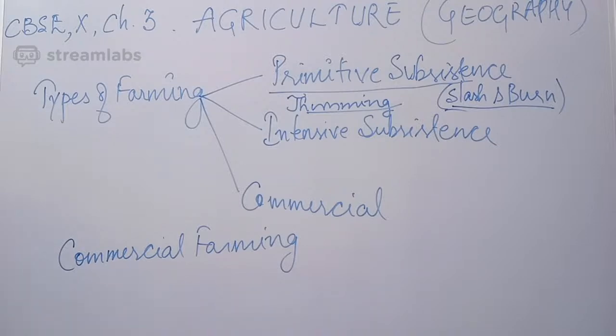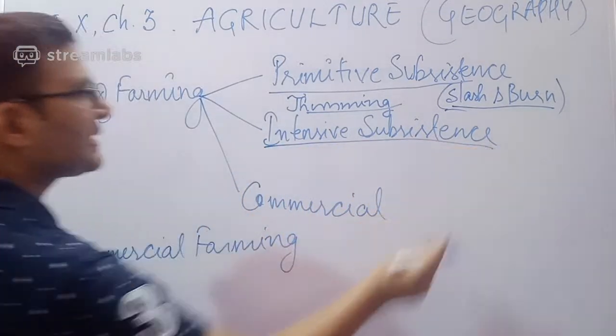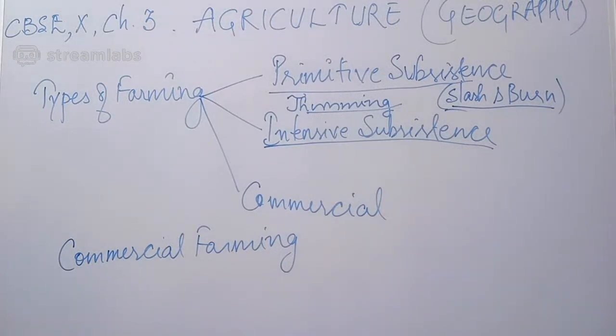Now, I am moving to the second point. My second point is intensive subsistence farming. This farming is practiced in areas of high population pressure on land, means the area is small and the population is very high. For example, Uttar Pradesh, Bihar. It is a labor intensive farming.